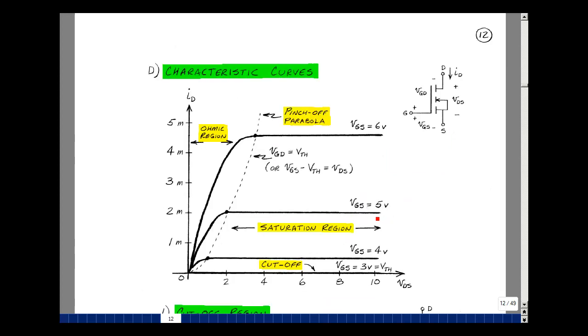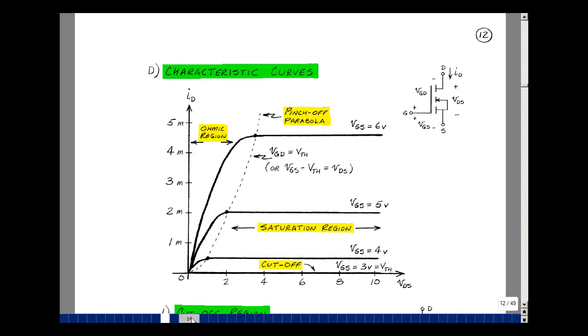Let's take a gate source of 5. So we take the gate source minus the threshold, and it's 5 minus 3, we would get 2. Whenever the drain source is greater than or equal to 2, we're in saturation. So here's 2, and here's when we're greater than or equal to that. Let's try 6. We take a gate source minus the threshold of 6 minus 3, we get 3. Whenever the drain source is greater than or equal to 3, we're in current saturation, and that's going to be right down over here. If the inequality is the other way, if the drain source is less than or equal to the gate source minus the threshold, we're in the ohmic region. That's what's on the bottom of this page.